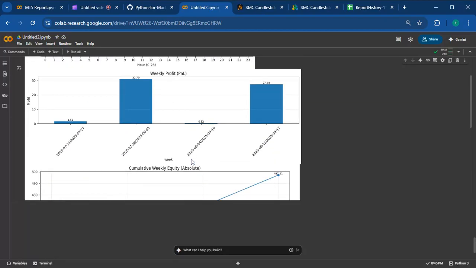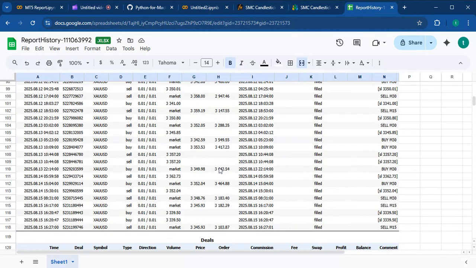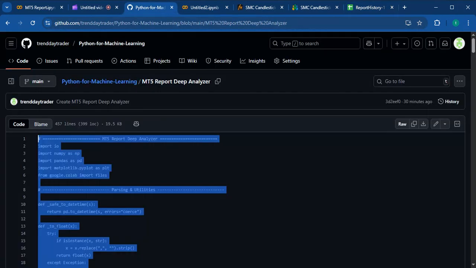So this is just a simple way to clean up messy data, and we will continue to monitor and peruse more data from different EAs as we go down this lane of Python for machine learning.